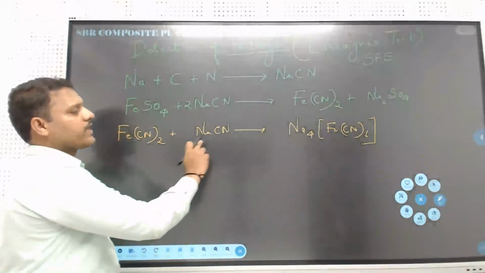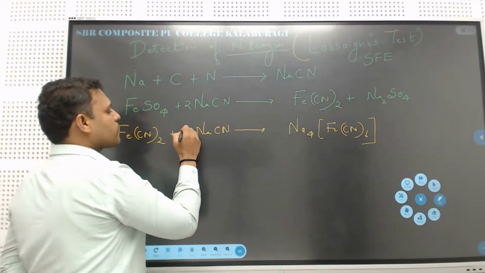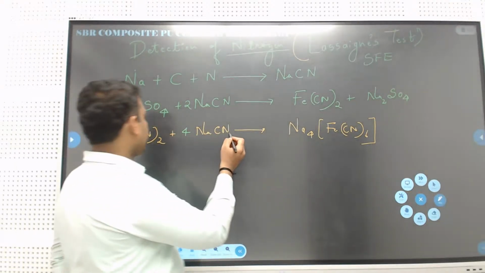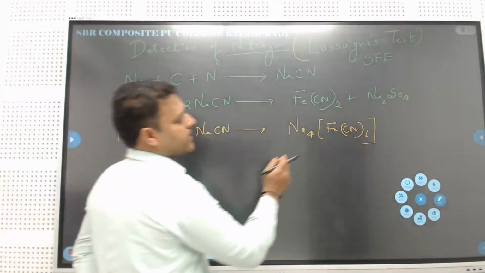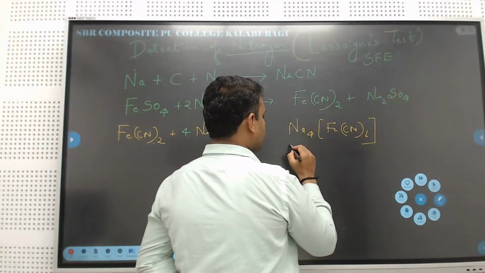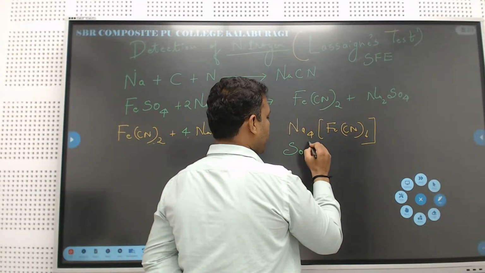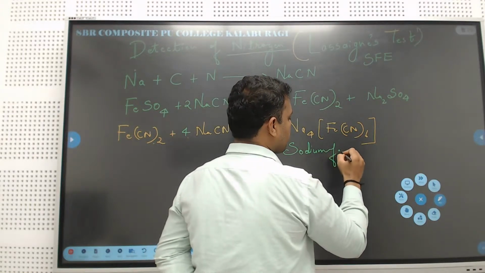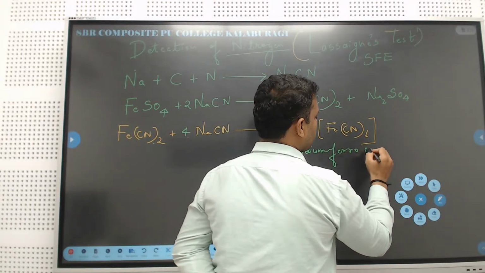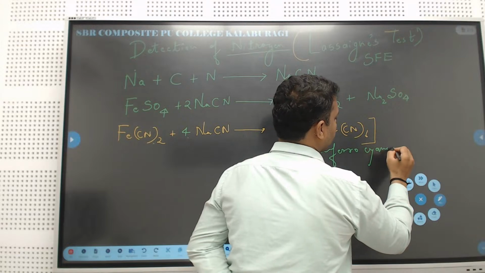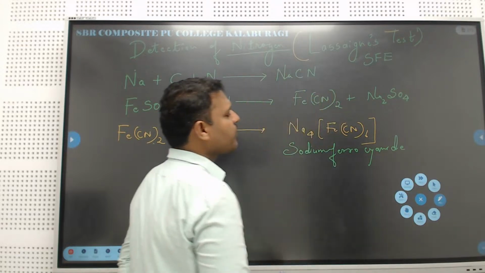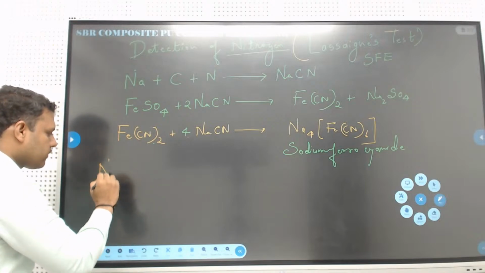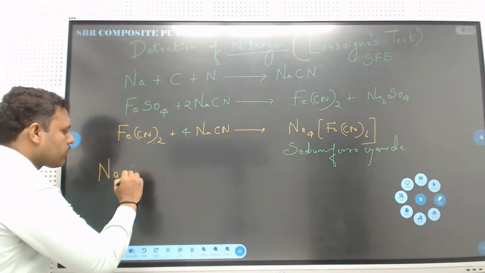Excess of sodium cyanide, here sodium is 4 times, so therefore we can write here 4 Na, then obviously CN will be here 4 plus 2, 6, and the name of this compound is sodium ferrocyanide. Sodium ferrocyanide.